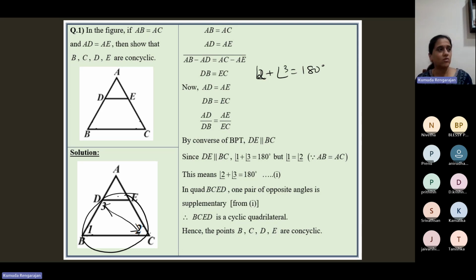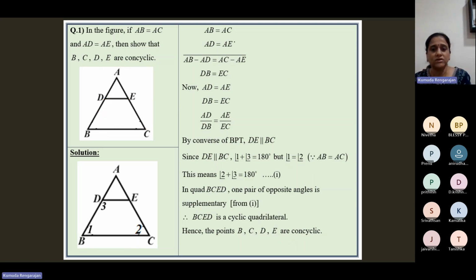How do we say it's a cyclic quadrilateral? This one is a quadrilateral, right? This part is already a quadrilateral. How do you prove it's a cyclic quadrilateral? If you can prove one pair of opposite angles are supplementary. So we proved now 2 plus 3 is 180, one pair of opposite angles supplementary. Therefore, it's a cyclic quadrilateral, and hence the points B, C, E, and D are concyclic.